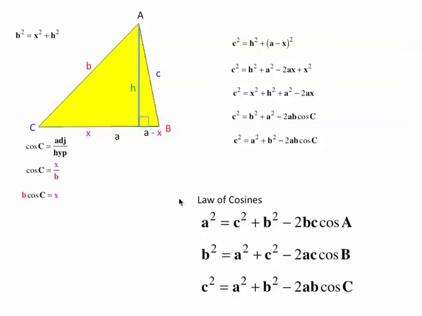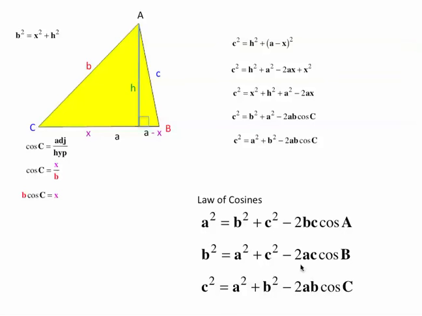So that's it. a squared is equal to b squared plus c squared minus 2bc cos of a. b squared is a squared plus c squared minus 2ac cos of b, and c squared is a squared plus b squared minus 2ab cos of c.